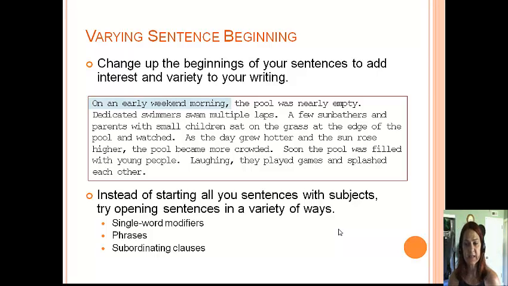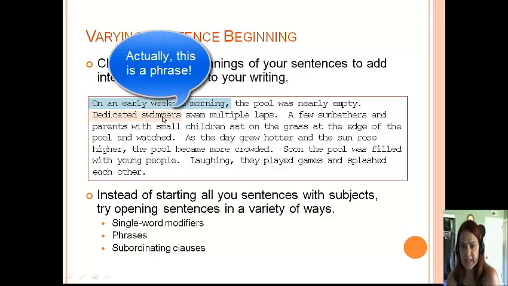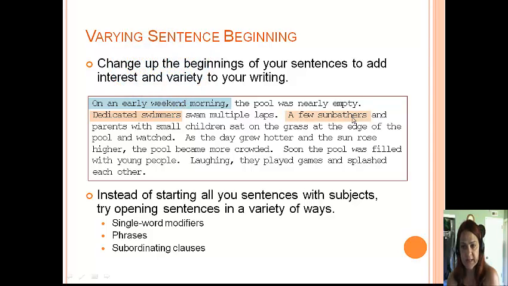Okay, so let's look at this. On an early weekend morning is a phrase. Dedicated swimmers, subject and verb. A few sunbathers, subject and verb. As the day grew hotter and the sun rose higher, you have a subordinating clause. Soon the pool was filled with young people. That's a subject and verb. And laughing is a single word modifier. So you have a variety of ways in which you can start your sentence.